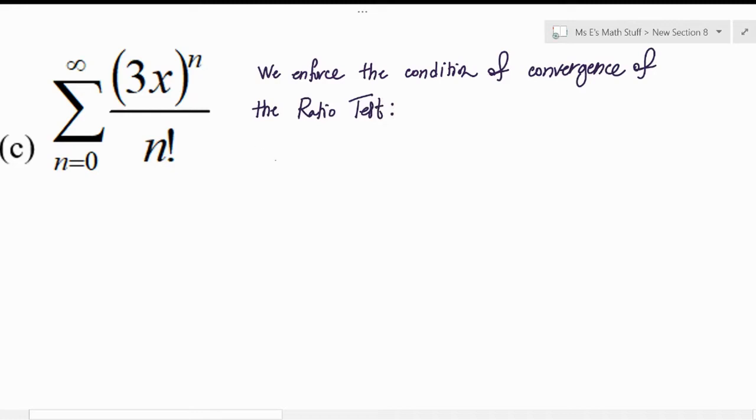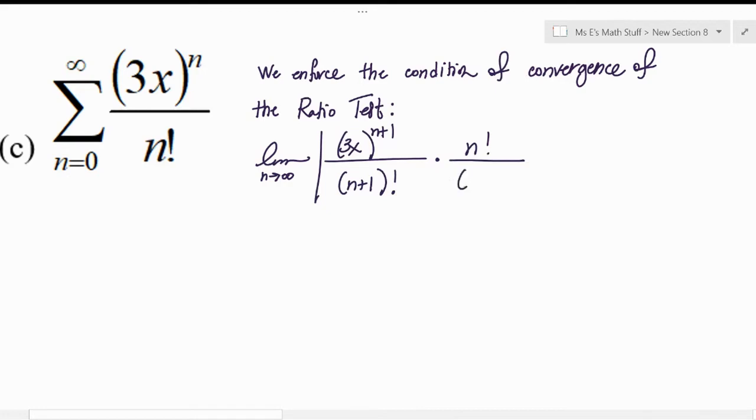So now let's get started. We'll have the limit as n approaches infinity of the absolute value of 3x to the n plus 1 over n plus 1 factorial. Now let's divide by a sub n, which is the same as multiplying by its reciprocal. So n factorial over 3x to the n, and we are enforcing its convergence, so we're going to force this to be less than 1.